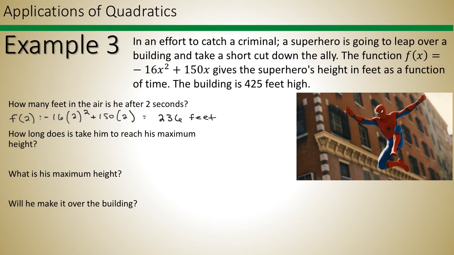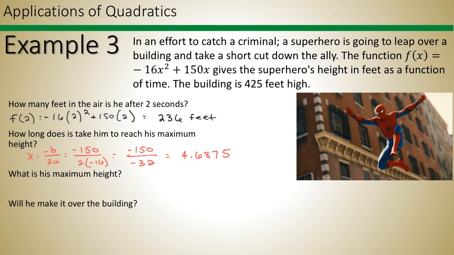How long does it take for him to reach a maximum height? We need to find the x value of our vertex for this one. Okay, so we're going to use the formula x is equal to negative b over 2a. So the opposite of b is going to be negative 150 over 2 times negative 16, which is just negative 150 over negative 32, which is 4.6875.